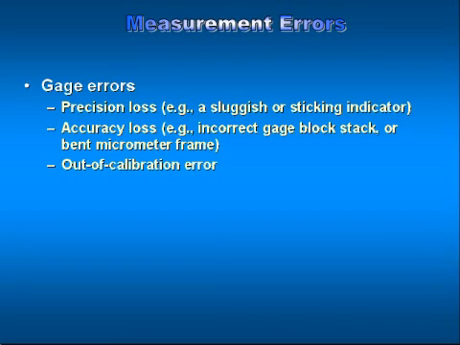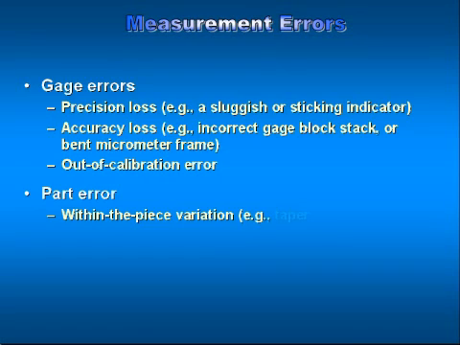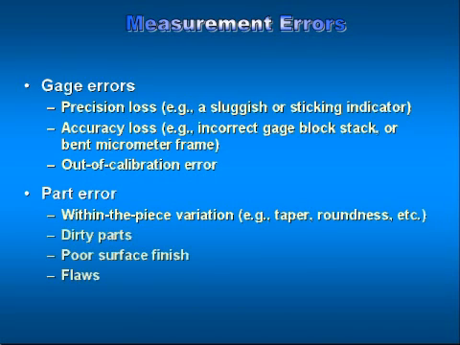And then, of course, there is out-of-calibration error where the calibration sticker ran out or the part was dropped and needs to be recalibrated. Part error examples are within the piece variation, which is a taper or roundness, dirty parts, poor surface finish, and flaws.